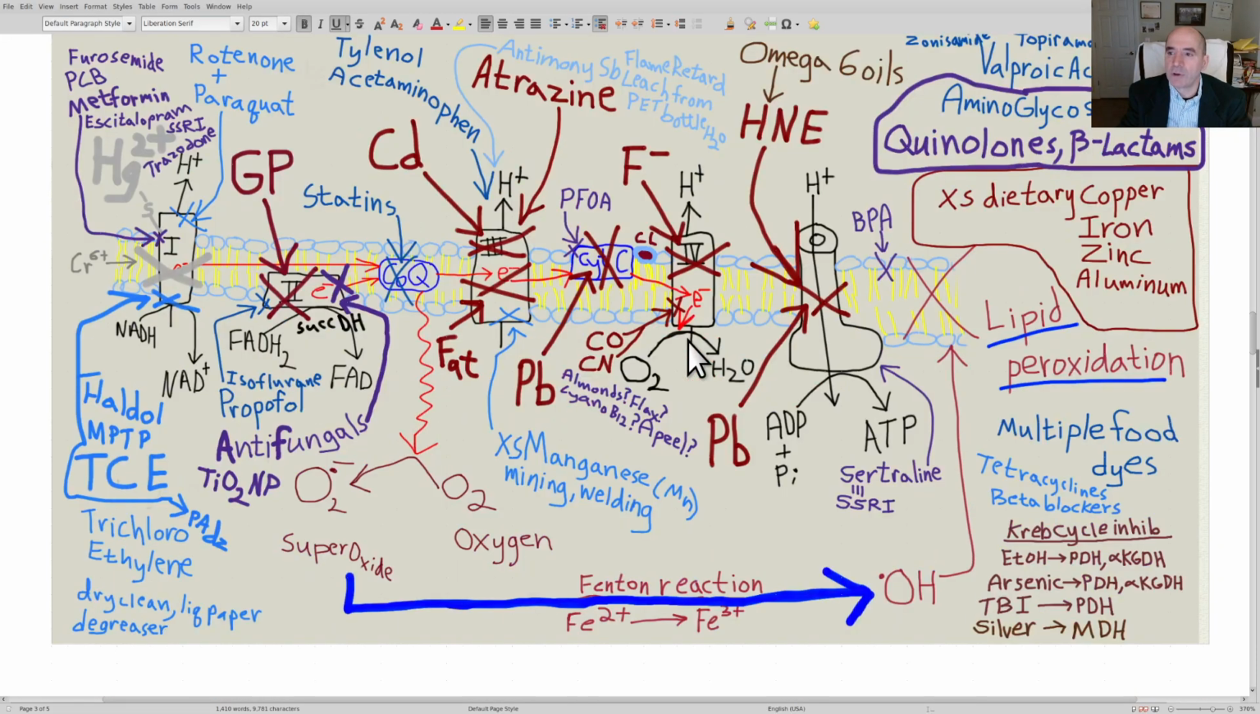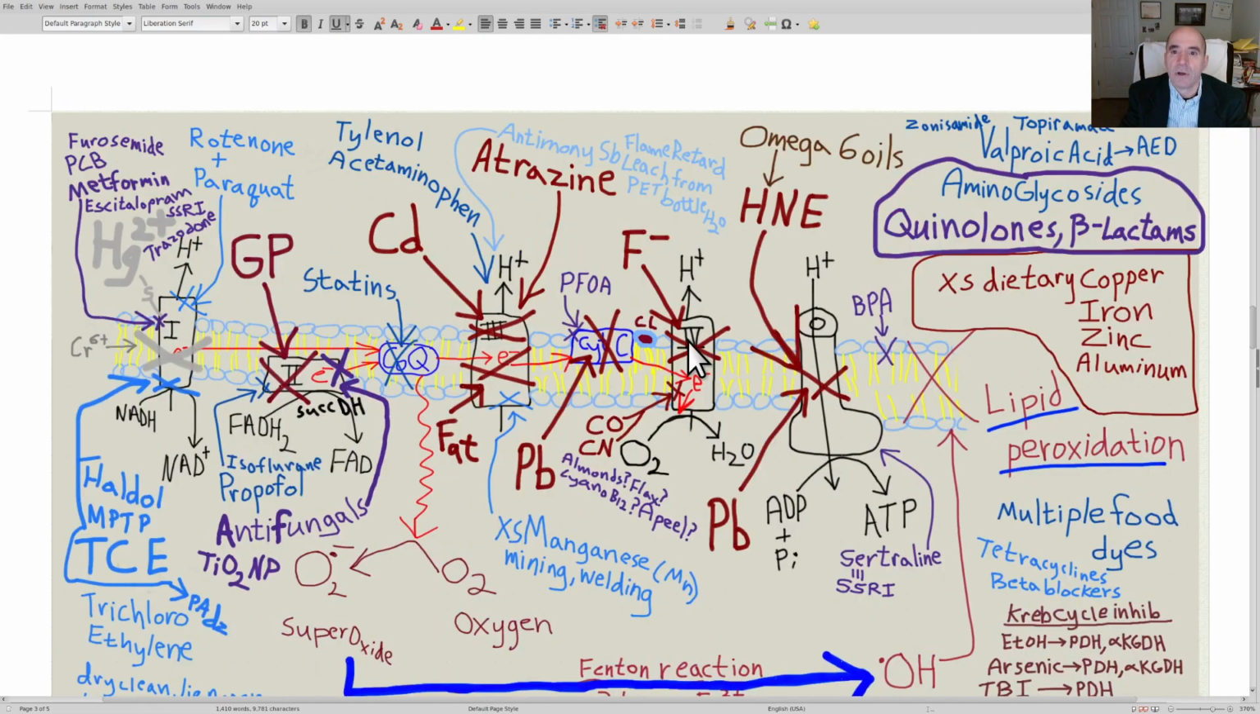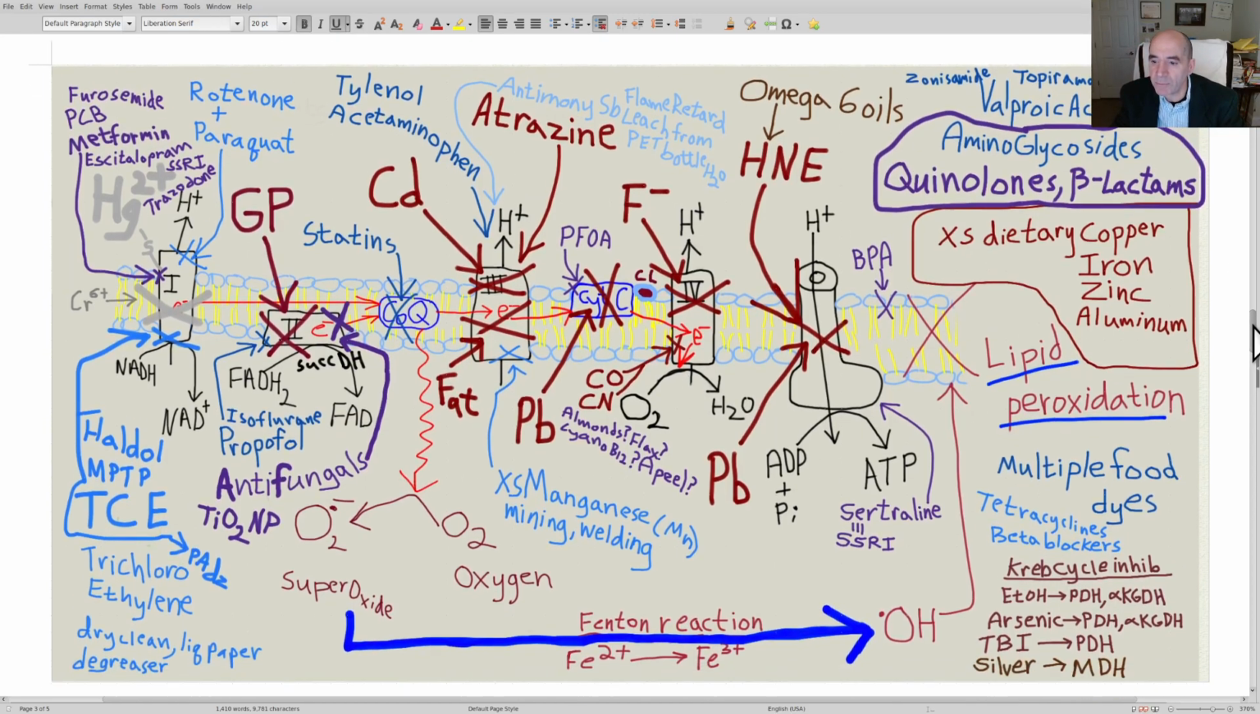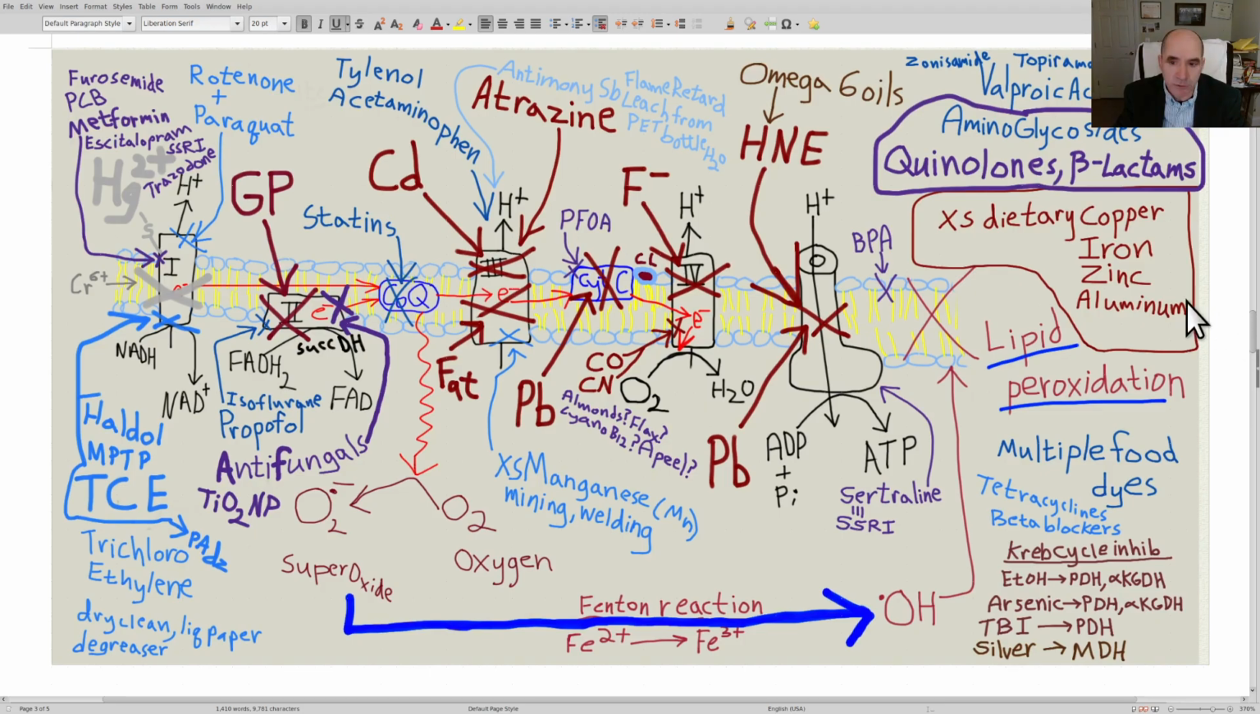Okay, so now I'm going to show you this picture, and this is the picture. You might want to hit the print screen button. Let's see if I can get it perfectly centered in your page there. I think that should do it. Okay, and I'll get myself out of the picture here. Okay, so these are mitochondrial inhibitors.